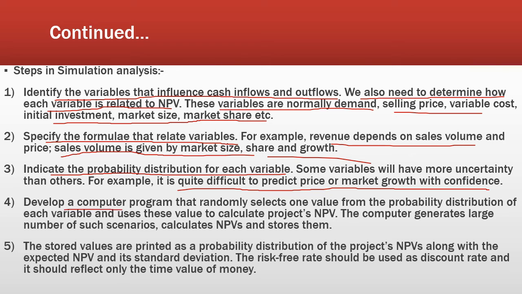Now develop a computer program, like linear programming or integer programming, that randomly selects one value from the probability distribution of each variable and uses these values to calculate the project's NPV. The computer generates a large number of such scenarios, calculates NPV and stores them. These stored values are printed as a probability distribution of the project's NPV along with expected NPV and its standard deviation, which I just mentioned earlier.